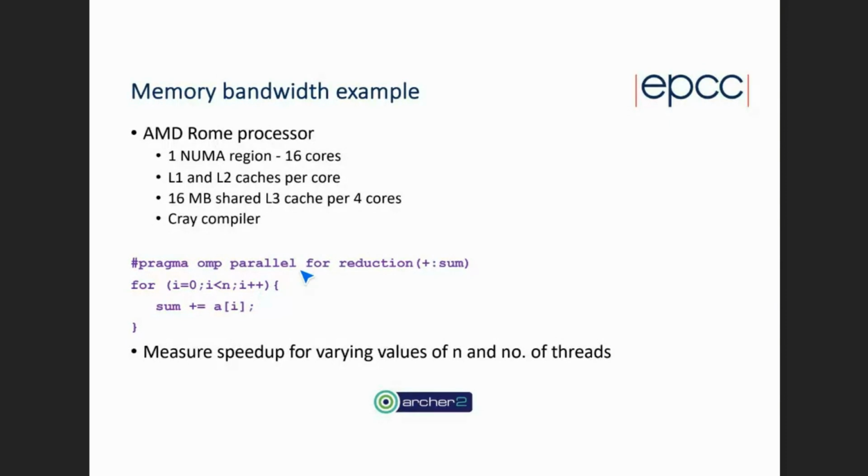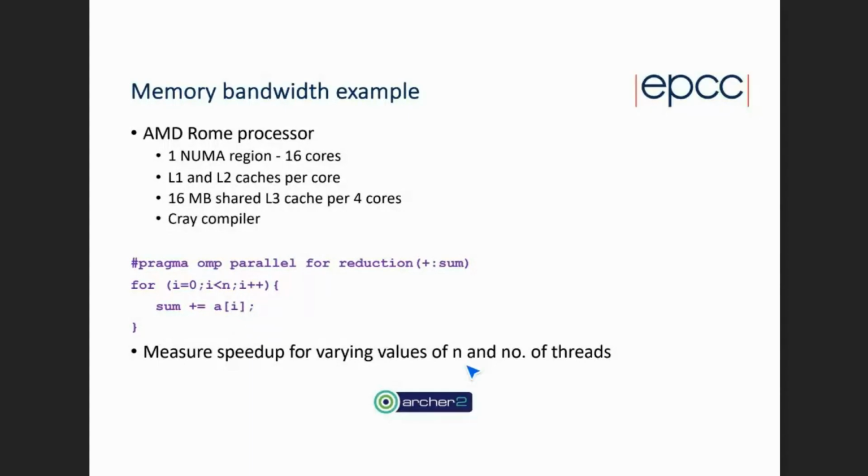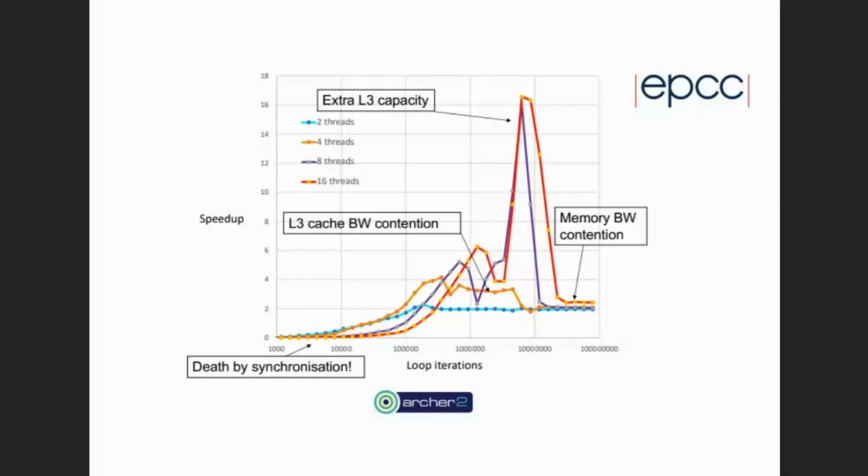What I did was run this loop enough times such that any initial cache misses are negligible. So I get myself into a state where if parts of this array fit in any of the caches, then it's going to be there and stay there. And then basically I measure the speed up that I get for this loop for different values of n. So it's different sizes of the array and different numbers of threads. And here is what the results look like.